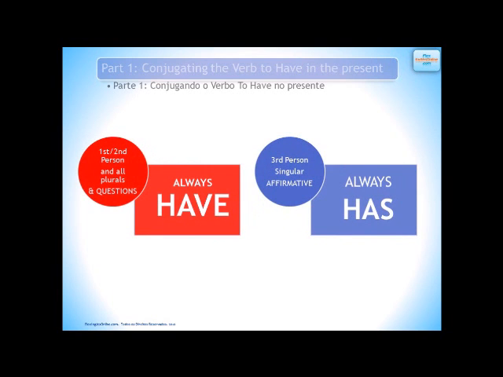So now a cheat sheet for this rule. First and second person and all plurals and questions, we always use have. Always. Third person, singular, affirmative, we always use has. Never forget.